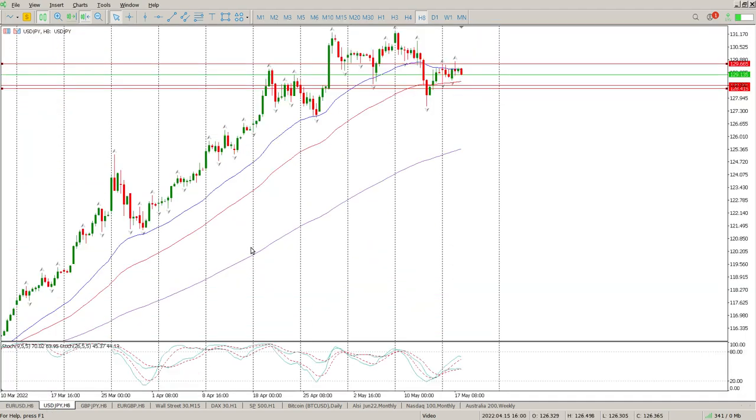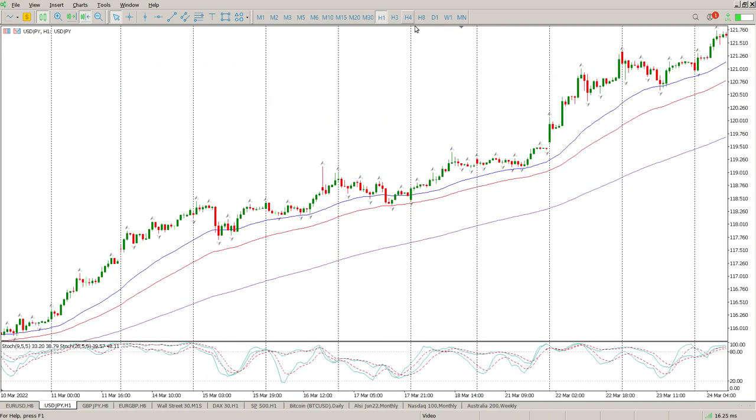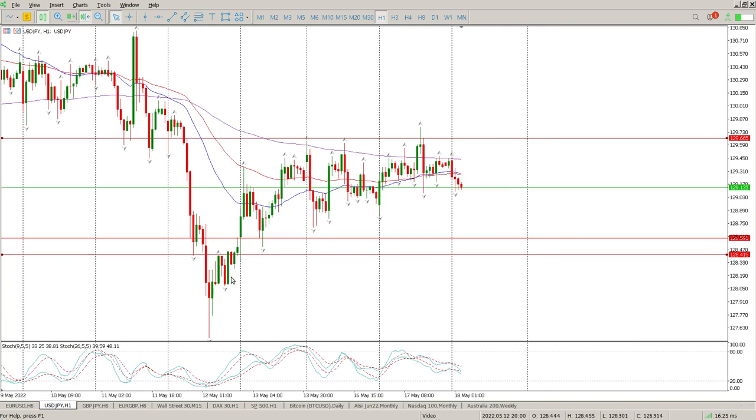US dollar, Japanese yen, still a sit on hands situation. We are very much ranging. Nothing really has changed. You can see the last couple of days it is ranging. What is happening though, is we are forming a series of higher lows, which gives us a triangle.